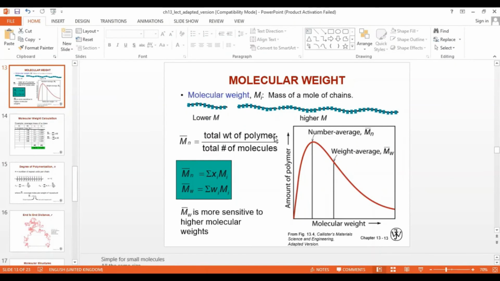So total weight of polymer over total number of molecules, right? This is what is called molecular weight. This is the total weight of the polymer upon the total number of molecules, for all molecules, right? Usually the molecular weight versus amount of polymer will take a kind of graph like this, right?